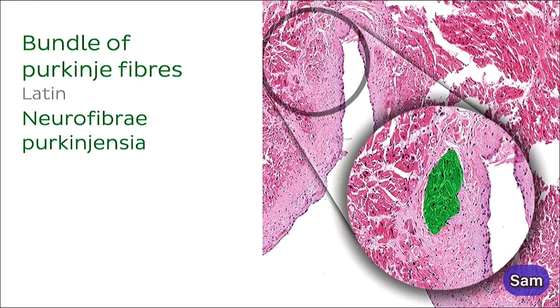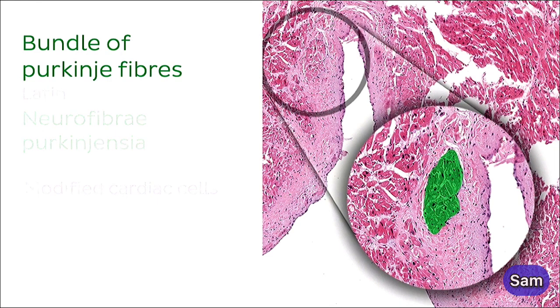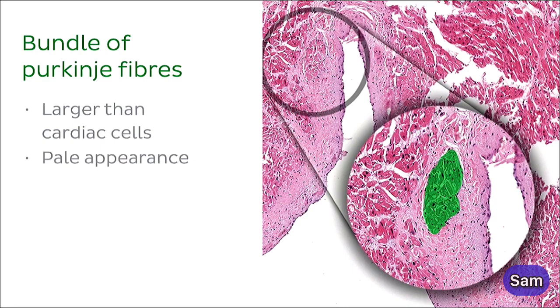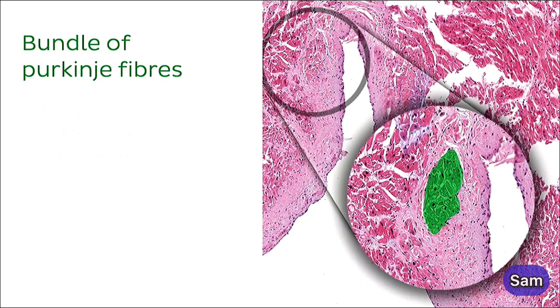So Purkinje fibers are modified cardiac cells, so they do look similar to cardiac cells themselves. However, there are 2 main differences. One is that Purkinje fibers are larger than cardiac cells, and the second is that they have a pale appearance in the histological slide. And you can see the differences between these Purkinje fibers and the adjacent cardiac cells. It's important to note that even though Purkinje fibers conduct action potentials to cause contraction of cardiac muscles, they are not classified as nerves or nervous tissue, but rather specialized cardiac muscle cells, as I mentioned earlier.